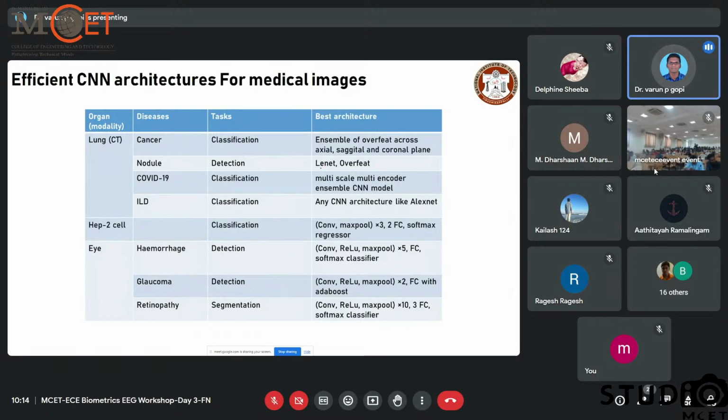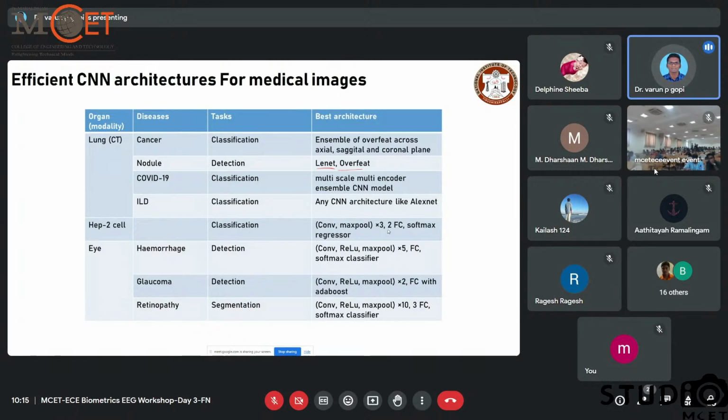Then for nodule detection, you can go with LeNet or a similar network. For COVID-19 classification, you can go with a multi-scale or multi-encoder ensemble CNN model. For ILD classification, any CNN network like AlexNet. For general classification of HEp-2 cells, you can go with a CNN with 3 convolution layers, 2 fully connected layers and a softmax layer. For eye hemorrhage detection, you can go with a 5-layer convolutional neural network. And for glaucoma, you can go with 2 convolutional layers with a fully connected layer and AdaBoost or any other classifier.